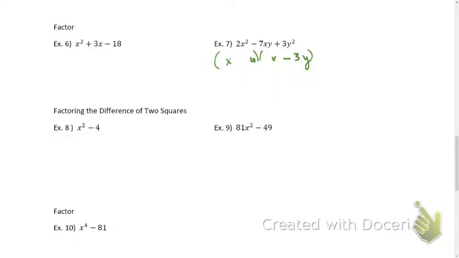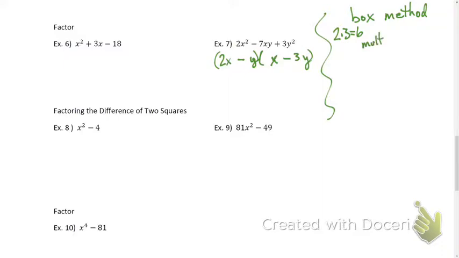Actually, let's leave the answer up there so we can check it. And I want you to see that it is doable without the box. So that would be the answer right there. But let's do the box method. You multiply first times last. 2 times 3. So I need two numbers that multiply to 6, but they add to negative 7. And that should be very easy, because I know 6 and 1 add up to 7, so let's make them both negative.